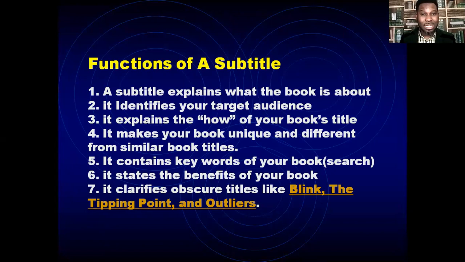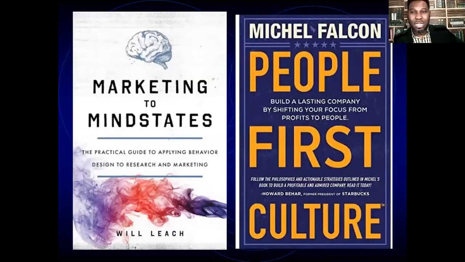Malcolm Gladwell is very good when it comes to using short titles. You see this book, Blink, The Tipping Point, Outliers. These are all books by Malcolm Gladwell. Very short titles, but they are obscure. You don't know what Blink means as a book title. You don't know what The Tipping Point is. You don't know what Outliers is. But from the book, you will see that the subtitles explain, takes away the obscurity of the title.